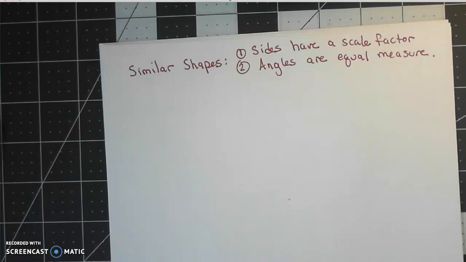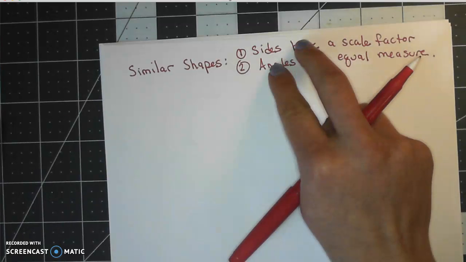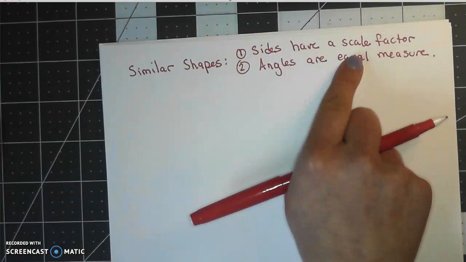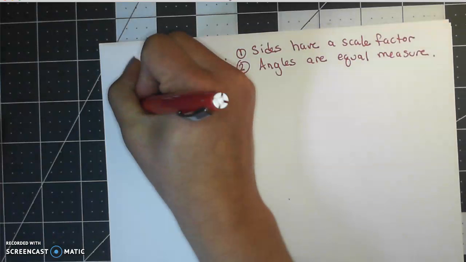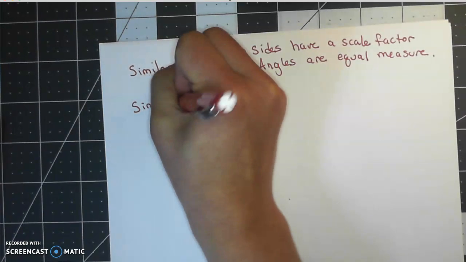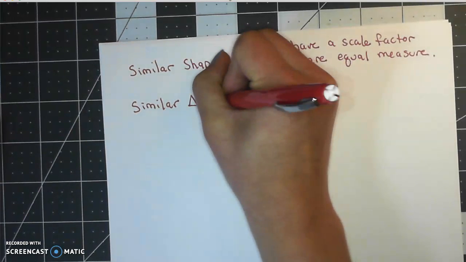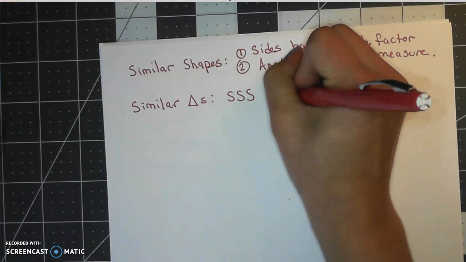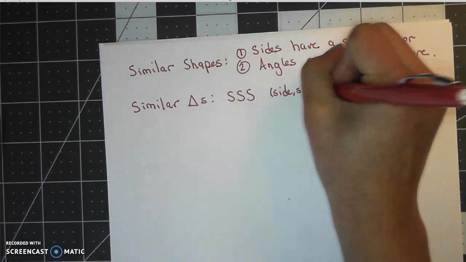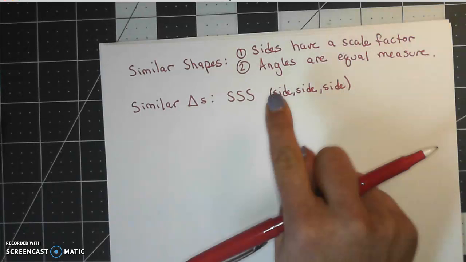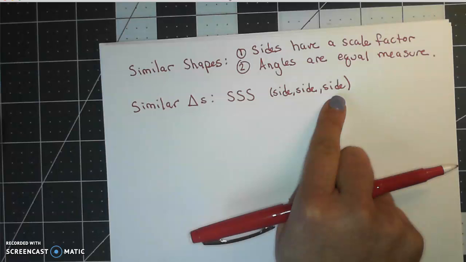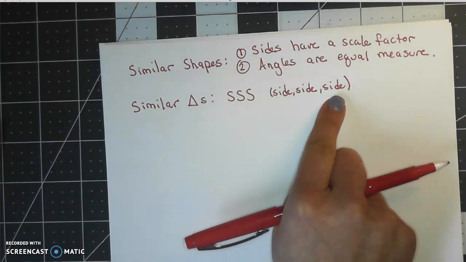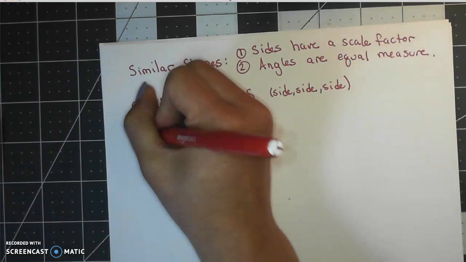So we're going to talk about similar triangles and two different ways to know if triangles are similar. And the first one is going to be based on the scale factor. So this is talking about similar triangles using SSS, which stands for side, side, side. So if you know all three sides of two triangles, you should be able to decide if they are similar. Here's our example.